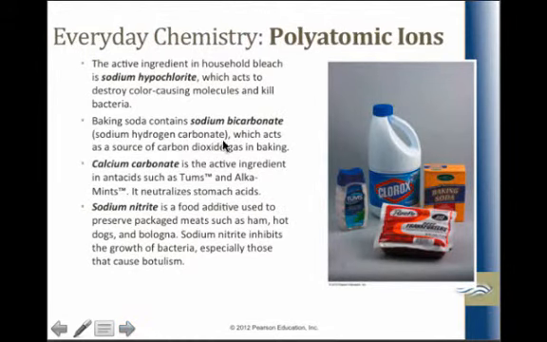You see these polyatomic ions in things like bleach, which is sodium hypochlorite, and baking soda, which is sodium bicarbonate. Calcium carbonate is the active ingredient in Tums, and sodium nitrate is a food additive in meats.